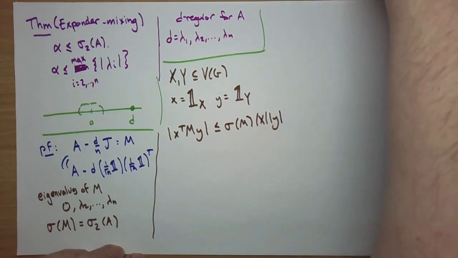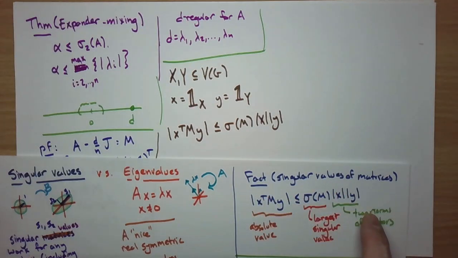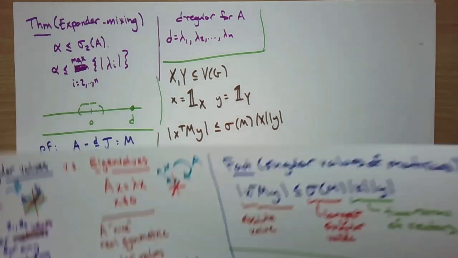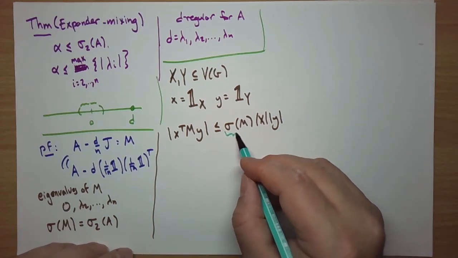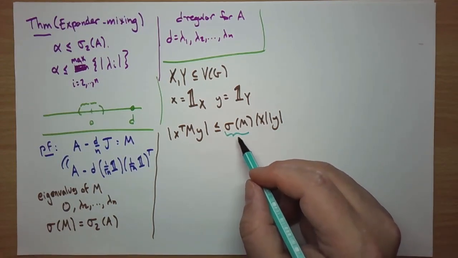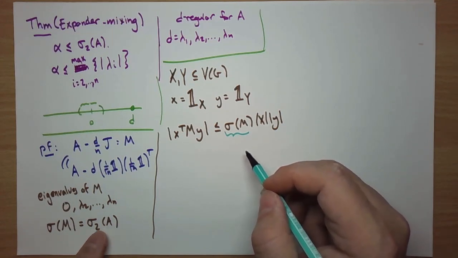And this came from our fact about singular values of matrices. And so we're just going to start chipping away. All right, pick a term. The right-hand side probably is a little bit easier. What do we know about sigma of m?